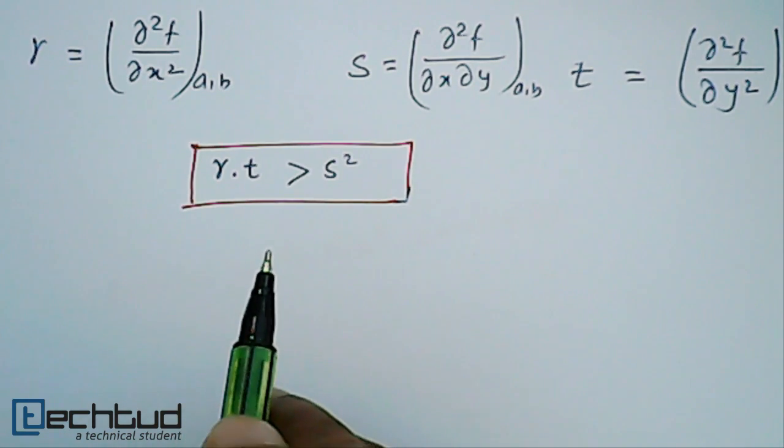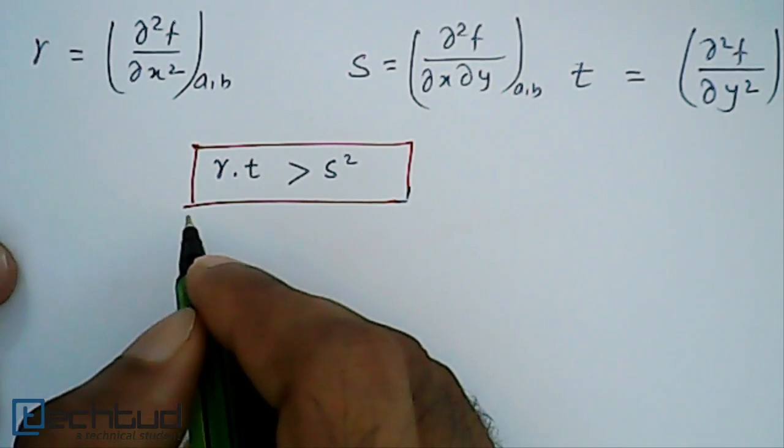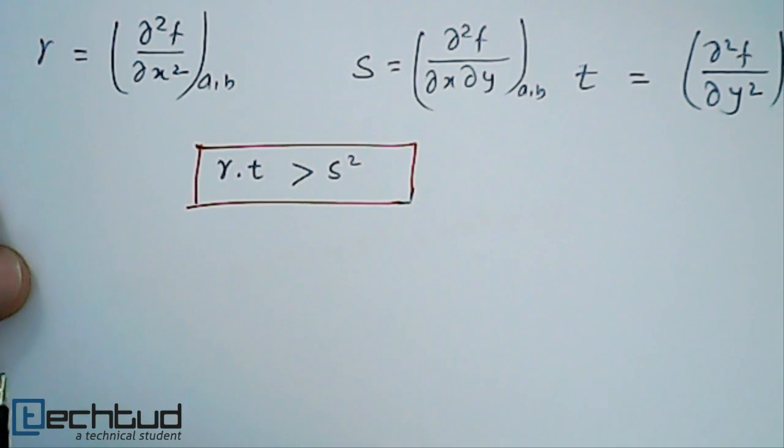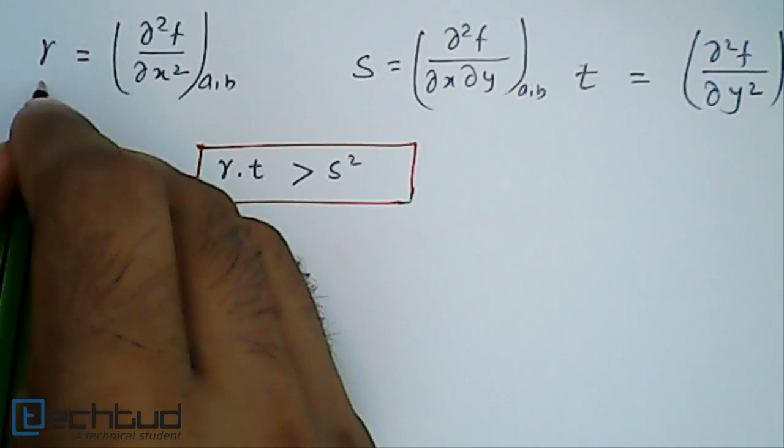Fine. So if this holds, let's say this is true, then how do we check whether it is maxima or minima? So in that case we will go and check the value of r. So it will depend on this value of r now.